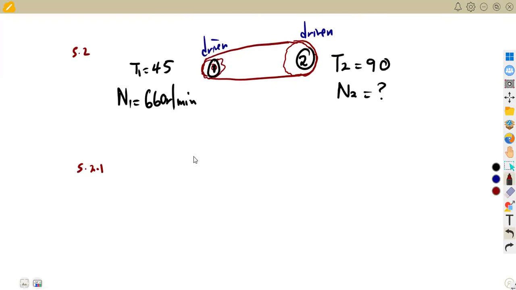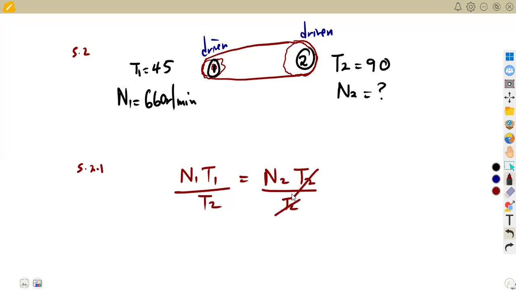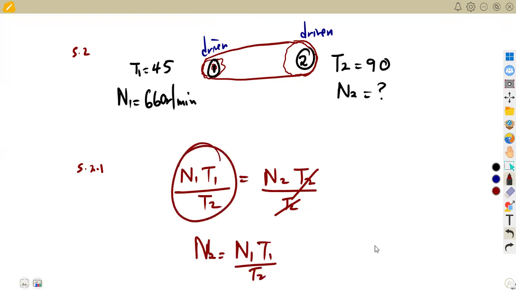So let us just take this as it is, 5.2.1. Remember from the combination of the speed and number of teeth it follows that N1 T1 is equal to N2 T2. And what we need is N2. So we divide by T2, so that N2, the rotational speed, is going to be N1 T1 over T2.